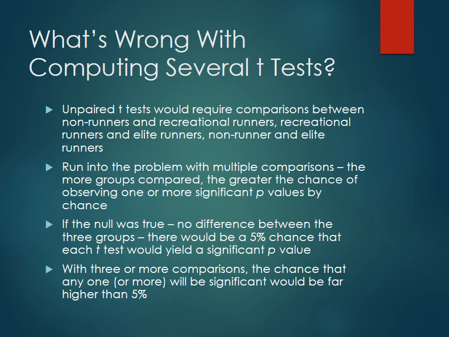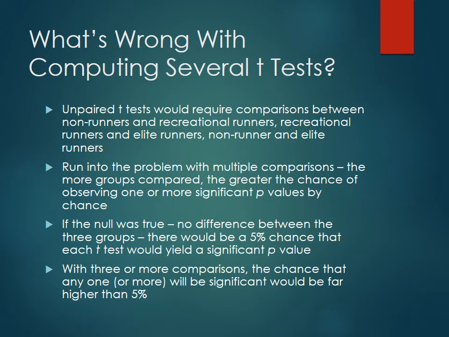So again, what's the matter with doing multiple t-tests? We kind of already alluded to that. If I did multiple unpaired t-tests, it would require comparisons between the non-runners and recreational runners, and elite runners, and then non-runners and elite runners, right? So multiple comparisons there. And then you run into that problem where as I increase the number of comparisons I make, I'm just going to find something by random chance alone pretty easily.